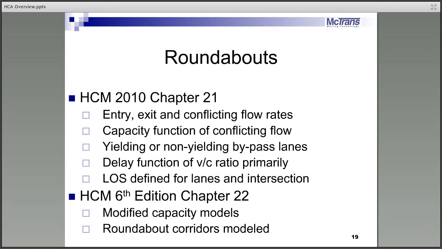Roundabouts in 2010 is the first time we could really model a roundabout, again for single-lane, 2-lane roundabouts, single-lane, 2-lane approaches, yielding and non-yielding bypass lanes, delay, level of service. Modified capacity models in the 6th edition increased capacity somewhere around 30%, and added the ability to model segments between roundabouts in order to model roundabouts existing on an arterial.